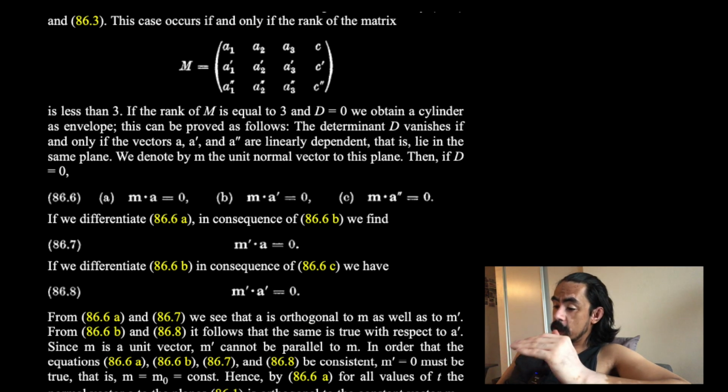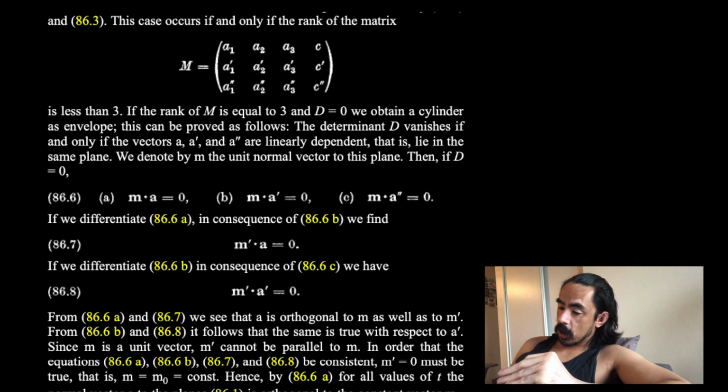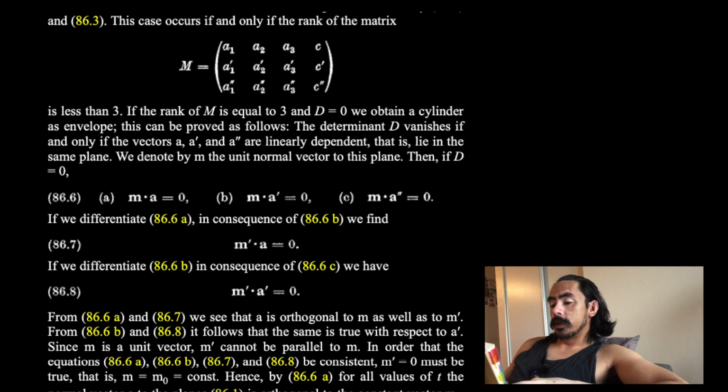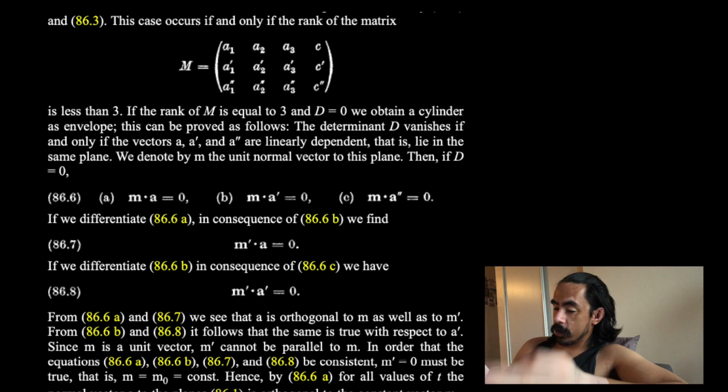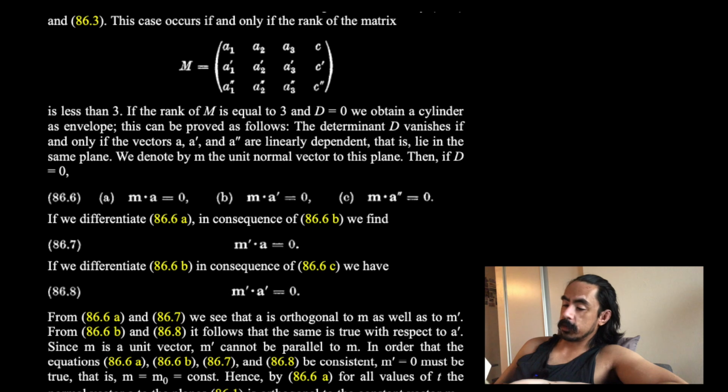If the rank of capital M is equal to 3, and that determinant capital D is equal to 0, we obtain a cylinder as envelope. This can be proved as follows. The determinant capital D vanishes if and only if the vectors A prime and A double prime are linearly dependent, that is, lie in the same plane. We denote by M the unit normal vector to this plane. Then, if capital D equals 0, we have three cases. First case, the scalar product of M and A is equal to 0. Second case, the scalar product of M and A prime is equal to 0. And in the third case, the scalar product of M and A double prime is equal to 0.